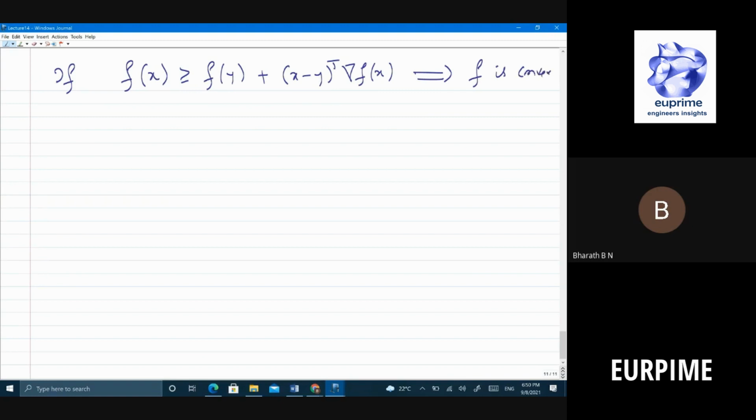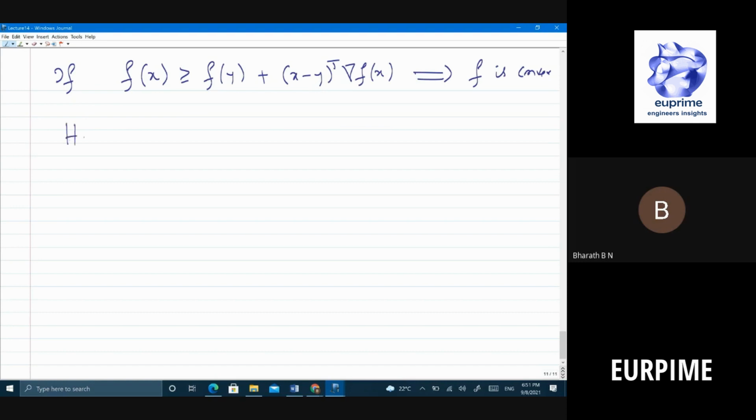Now can somebody tell me the idea? What should we do? We should prove that this is convex, right? How do you prove that this thing is convex? Any idea? Okay, I'll give you a hint. Essentially, what is convexity? You have two points, you take the convex combination, and the function value is lower than the convex combination of the function values at the two extremes, right? That's what it says.